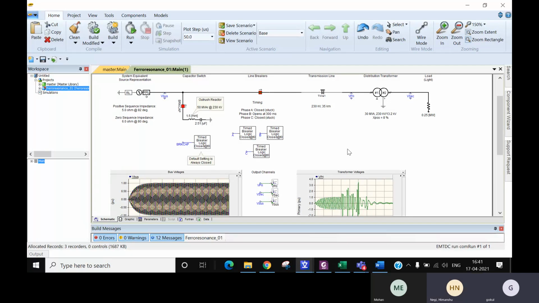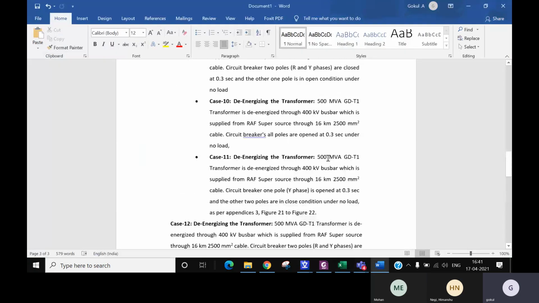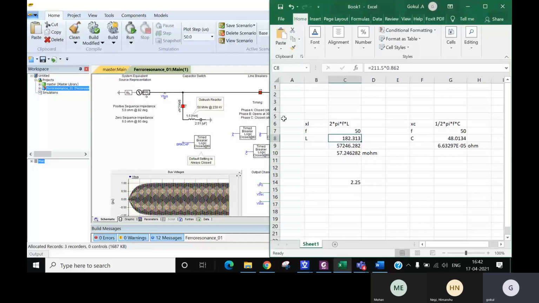Sometimes people introduce some loads. Generally, we have done it with no load, right? Let me show you the cases. Everything is at no load. We have not introduced any load. But sometimes people will introduce a load, like a light load condition. 0.25 megawatt is a light load.